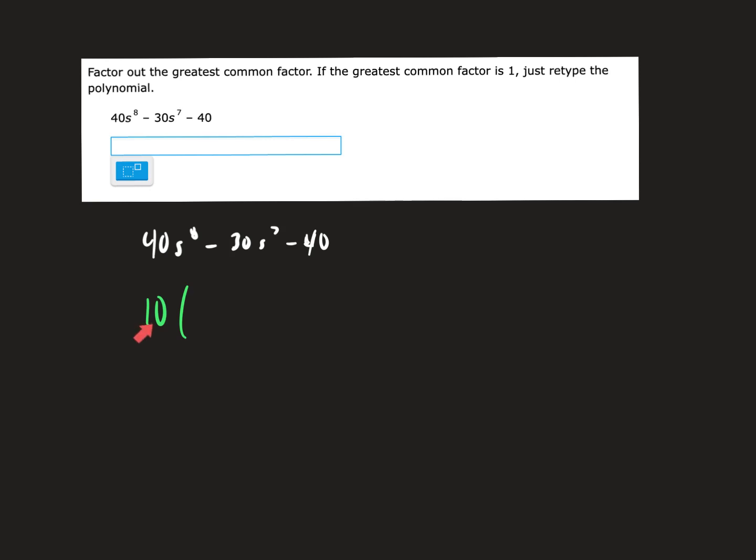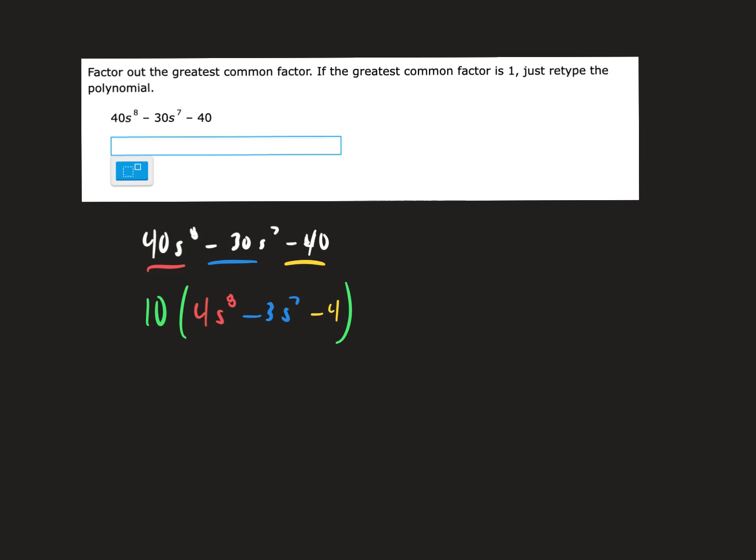So 10 times what is 40s to the 8th? I'll need a 4 to get to the 40, and I'll need those 8 s's, so 4s to the 8th. And then 10 times what is negative 30s to the 7th? I need to go from 10 to 30, so I'm going to need a 3. That's going to be a negative 3 since that's negative. And I'll need those 7 s's also. And then 10 times what is negative 40? Well, 10 times negative 4 is negative 40. So the idea is if I distributed this 10 back in, I get right back to where I started. That's what we want. So I'm going to type in my box here.